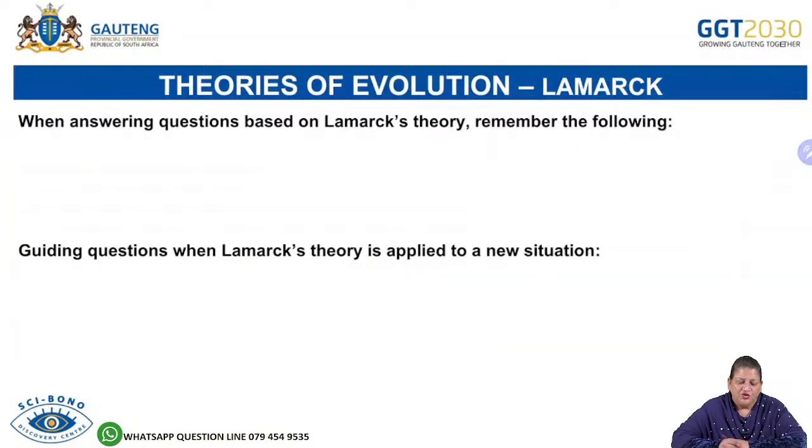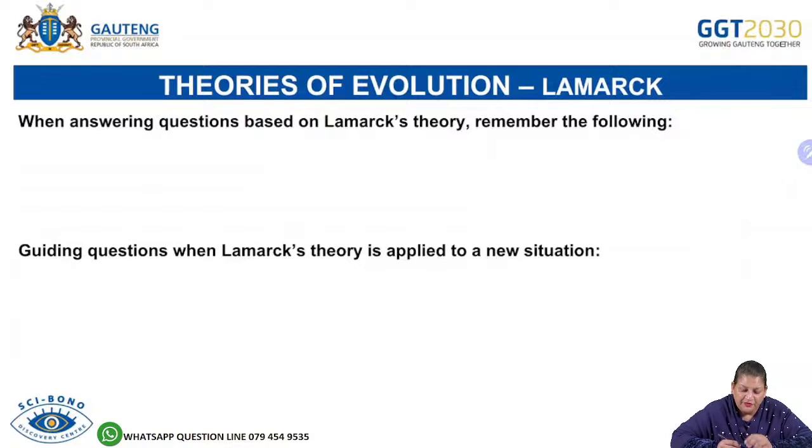Right. So let's go again here to see more questions. Remember now, when answering questions based on Lamarck's theory, that is, what's Lamarck's theory called? Lamarckism. What are the two laws of his? Law of use and disuse, and law of inheritance of acquired characteristics. But let's look at Lamarckism. Yeah? When you're doing Lamarckism, what must you remember?